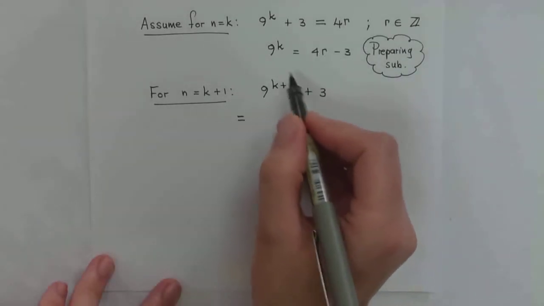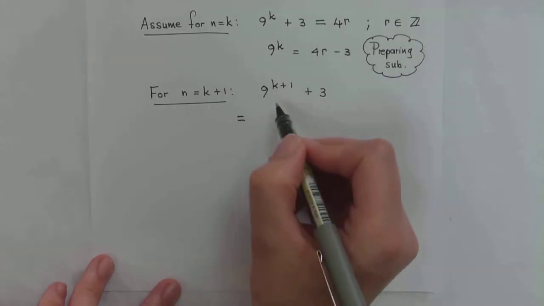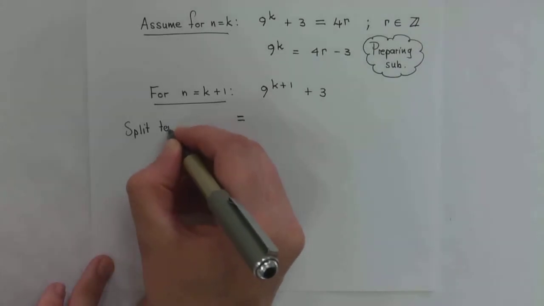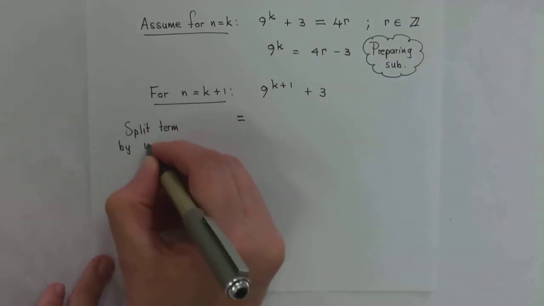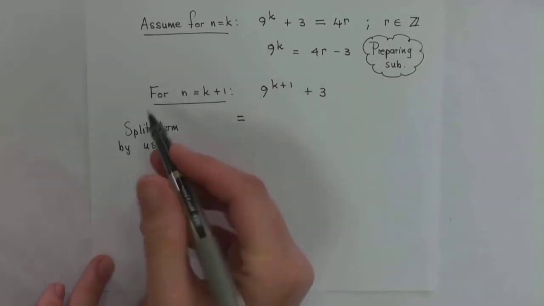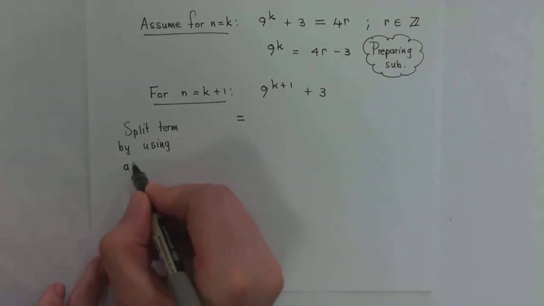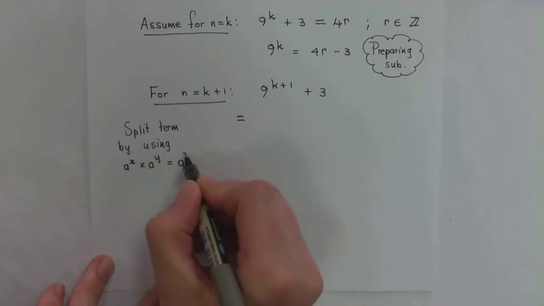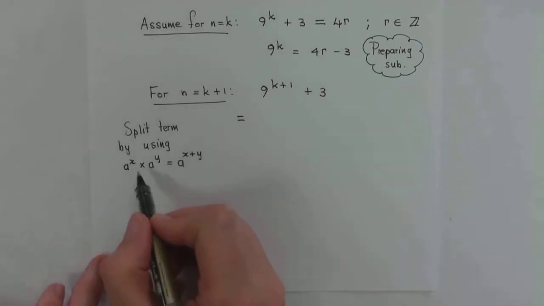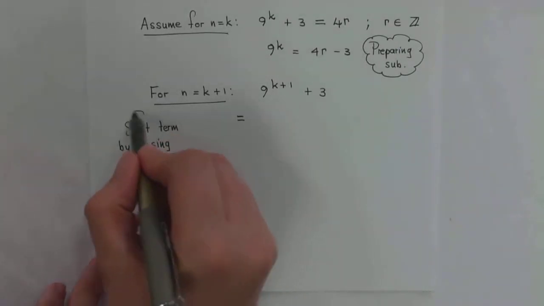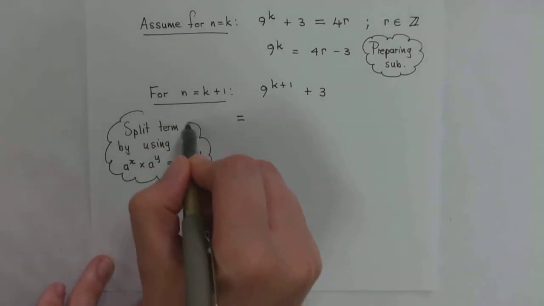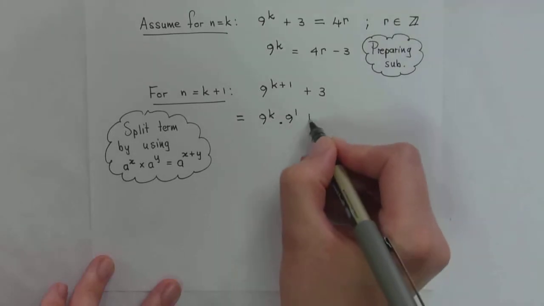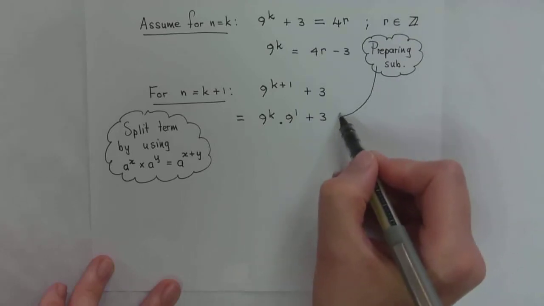You're always going to take whatever you substituted the k plus 1 into, and you're going to split that. So you're going to split the term, and you're going to do that by using that lovely little exponential law that says if I multiply two powers by each other and the bases are the same, then you can keep the base and you can add the exponents, except we don't use it going this way, we're going to use it going this way. So that means I can split this up into 9 to the power of k times 9 to the power of 1 plus 3. And this is what I meant with you need to prepare for the substitution.